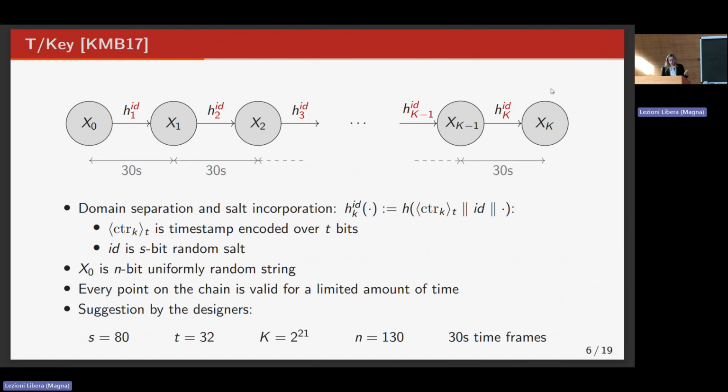So this is the suggestion by the designer to instantiate the parameters. So S is the salt size, and they suggest to have 80 bits of salt, the counter over 32 bits, and K, so the length of the hash chain, is suggested to be 2 to the power of 21. So this is a very large number, and they chose this number because they wanted a hash chain to be valid for 2 years. And this is where you can see that it is so important to have domain separation, because if you didn't do so, then there would be a security degradation of 21 bits here. N is the size of the passwords, and they said 130 bits, and 30-second time frame.